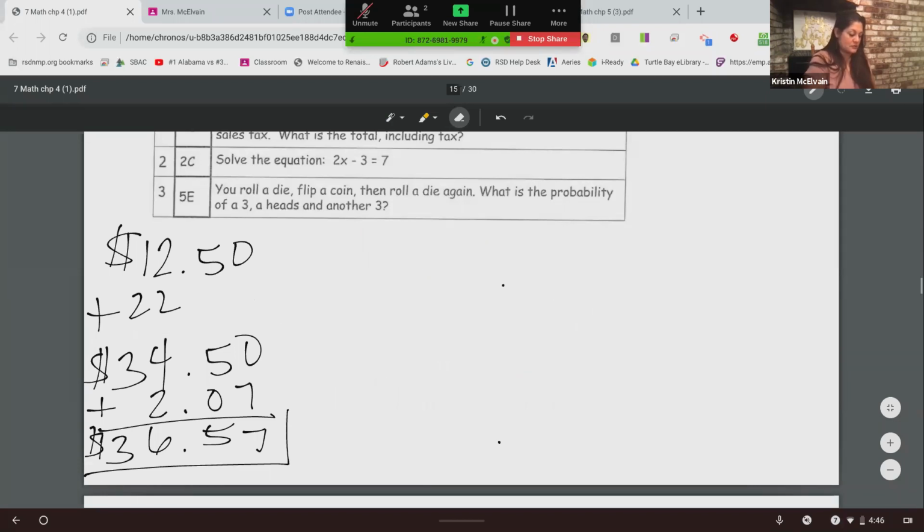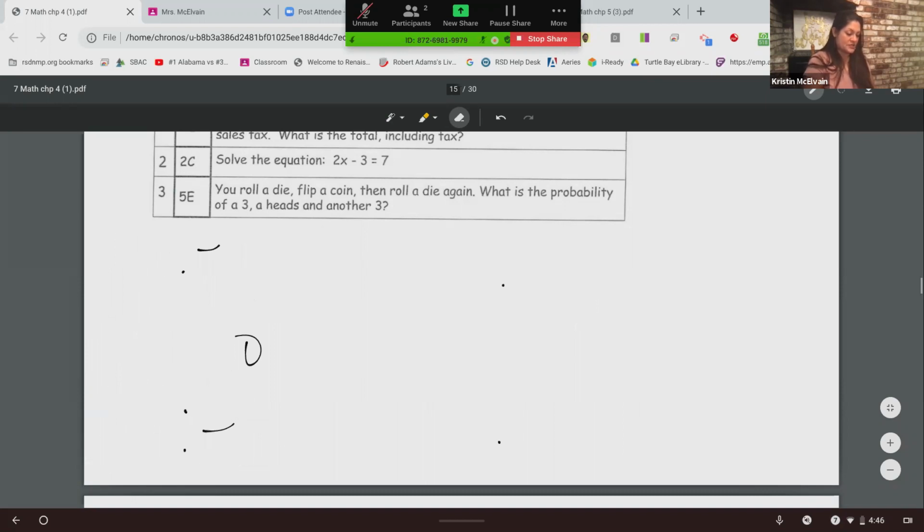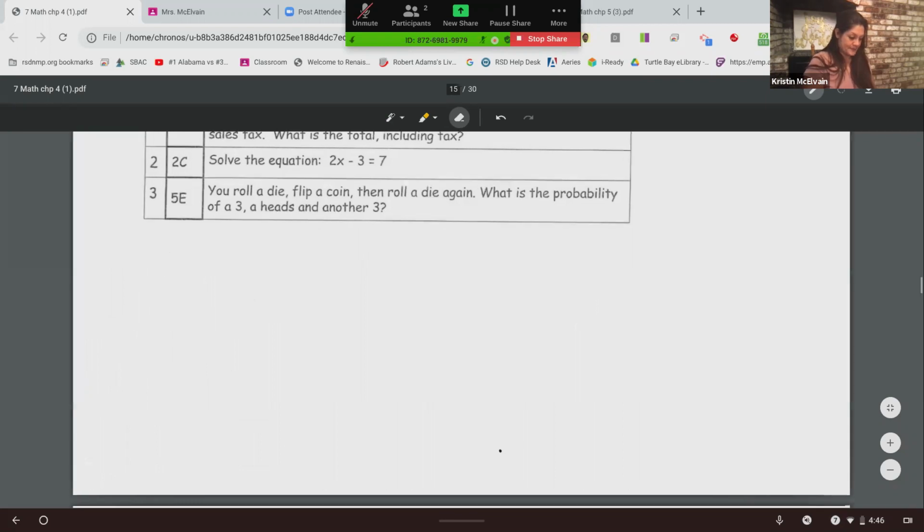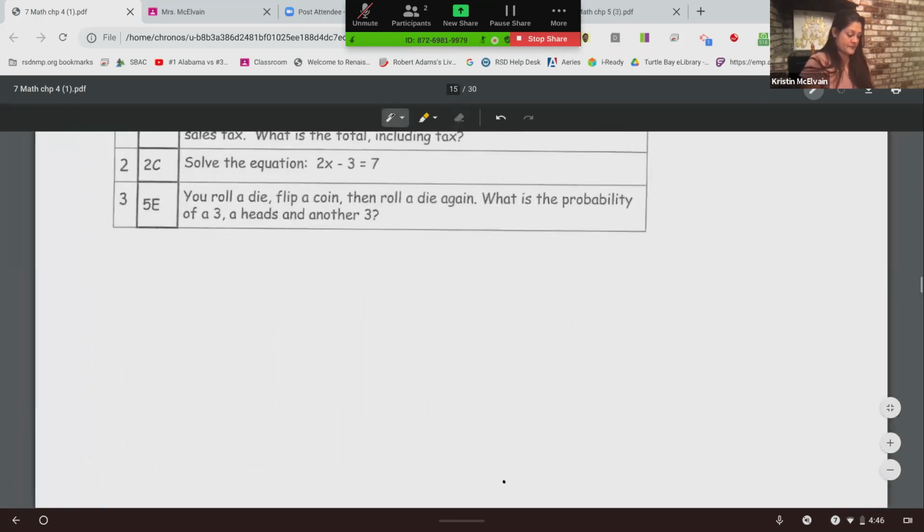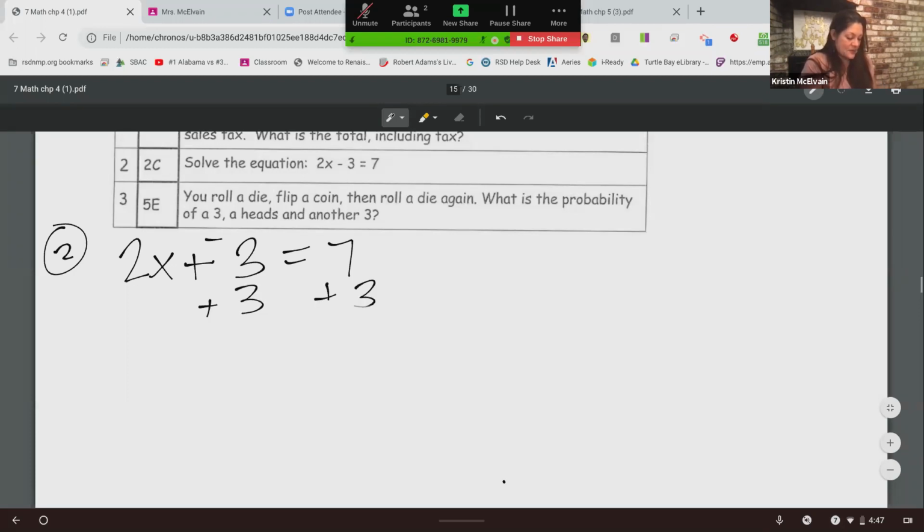Number 2, looks like we are solving the equation 2x minus 3 equals 7. We're going to add the opposite. And now we're going to solve for x. So x is our only variable we have here. We're going to add the opposite. Whatever we do to one side of the equal sign, we have to do to the other side.